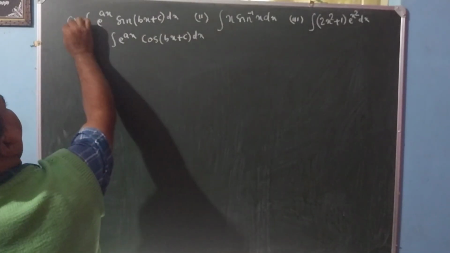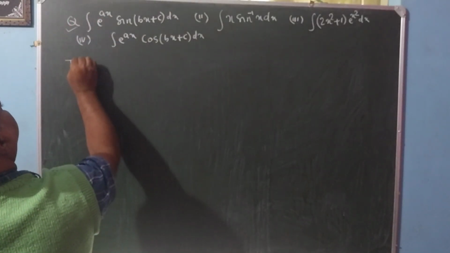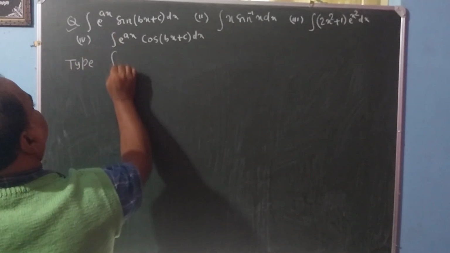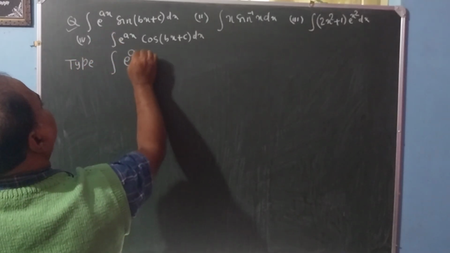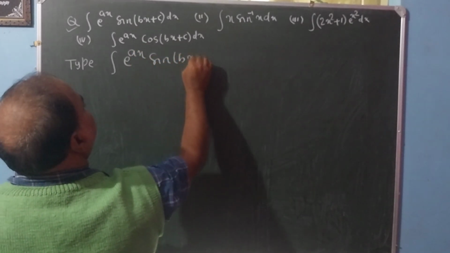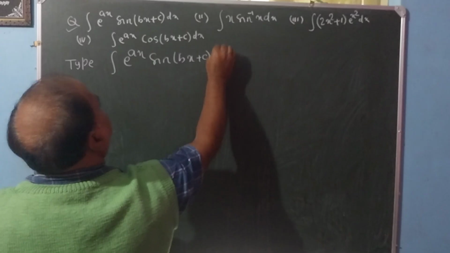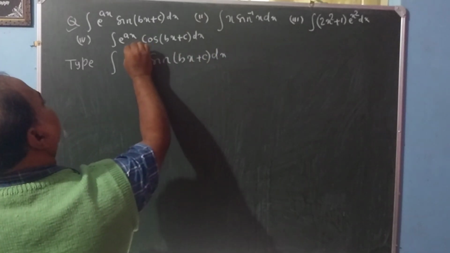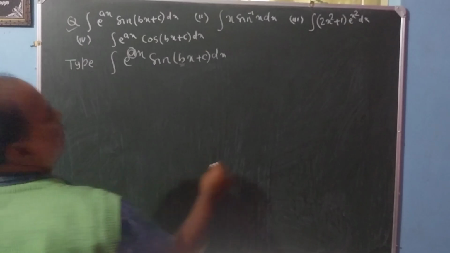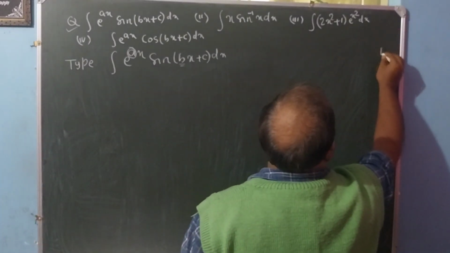Write down this question: integration of e to the power ax sin(bx plus c) into dx. Here a is a constant and b is a constant. So we know the ILATE formula.